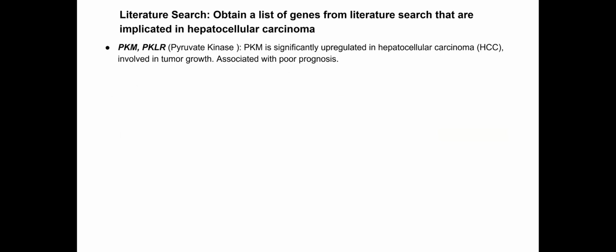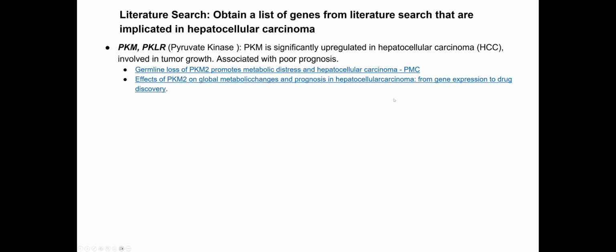This scientist came to us and said, I've got a list of genes that I'm interested in, which are implicated in hepatocellular carcinoma. The first gene is PKM, or PKLR, pyruvate kinase. It's significantly upregulated in hepatocellular carcinoma. It's involved in tumor growth and is associated with poor prognosis. And germline loss of PKM2 promotes metabolic distress and hepatocellular carcinoma. There are papers on the effects of PKM2 on global metabolic changes, and from gene expression to drug discovery. These are known; these are links to recently published papers.